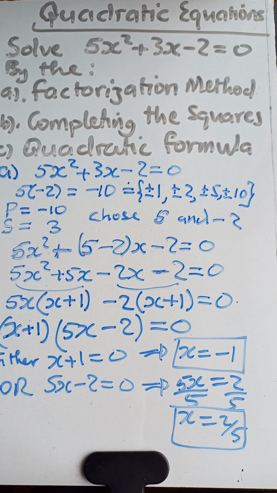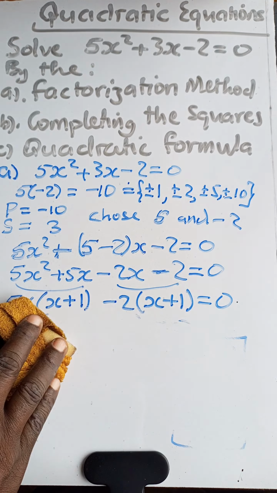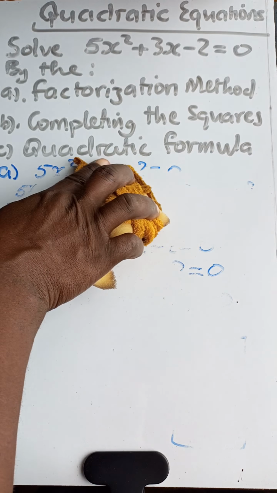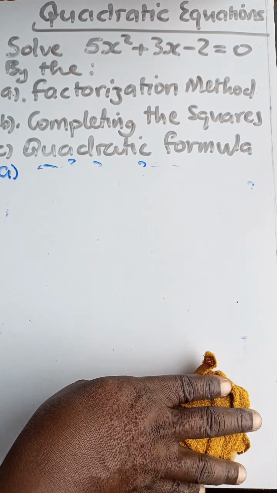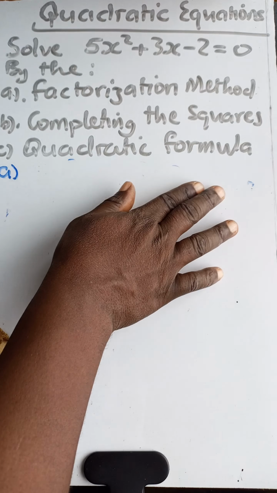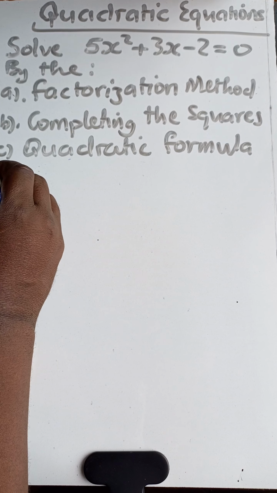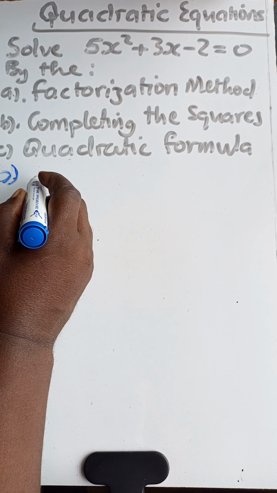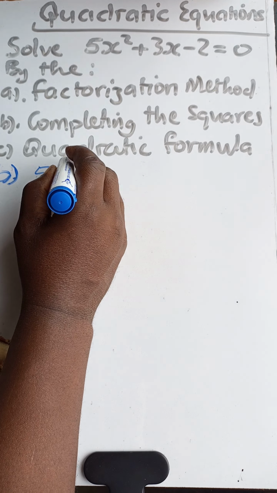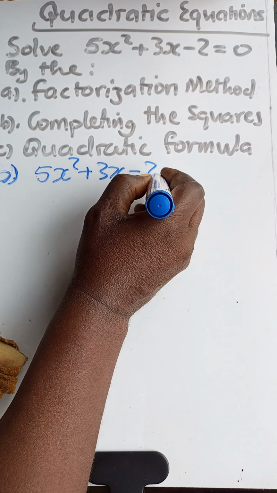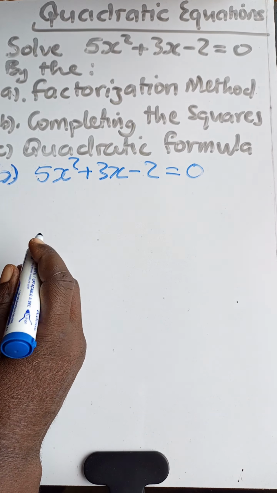Now, let's take the second method, which is completing the squares. Let's write the equation again: 5x squared plus 3x minus 2 equal to 0.